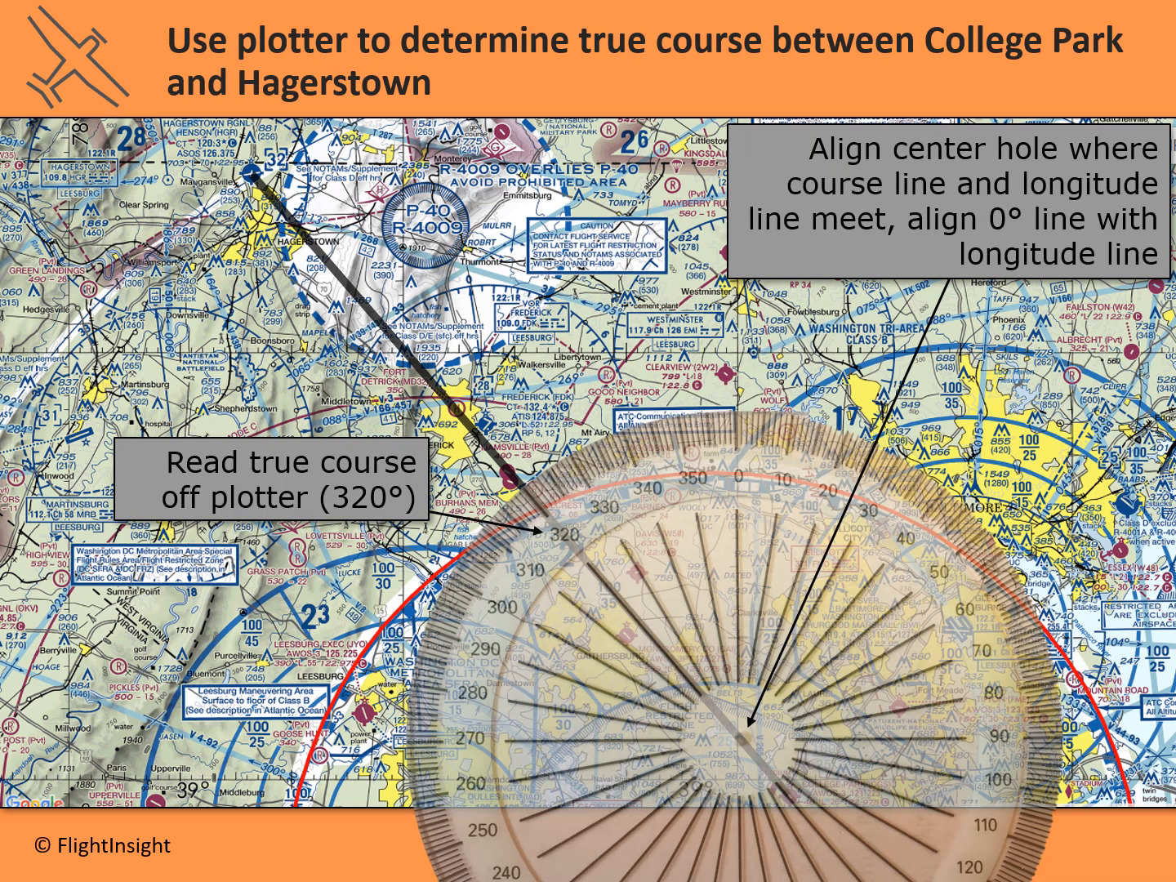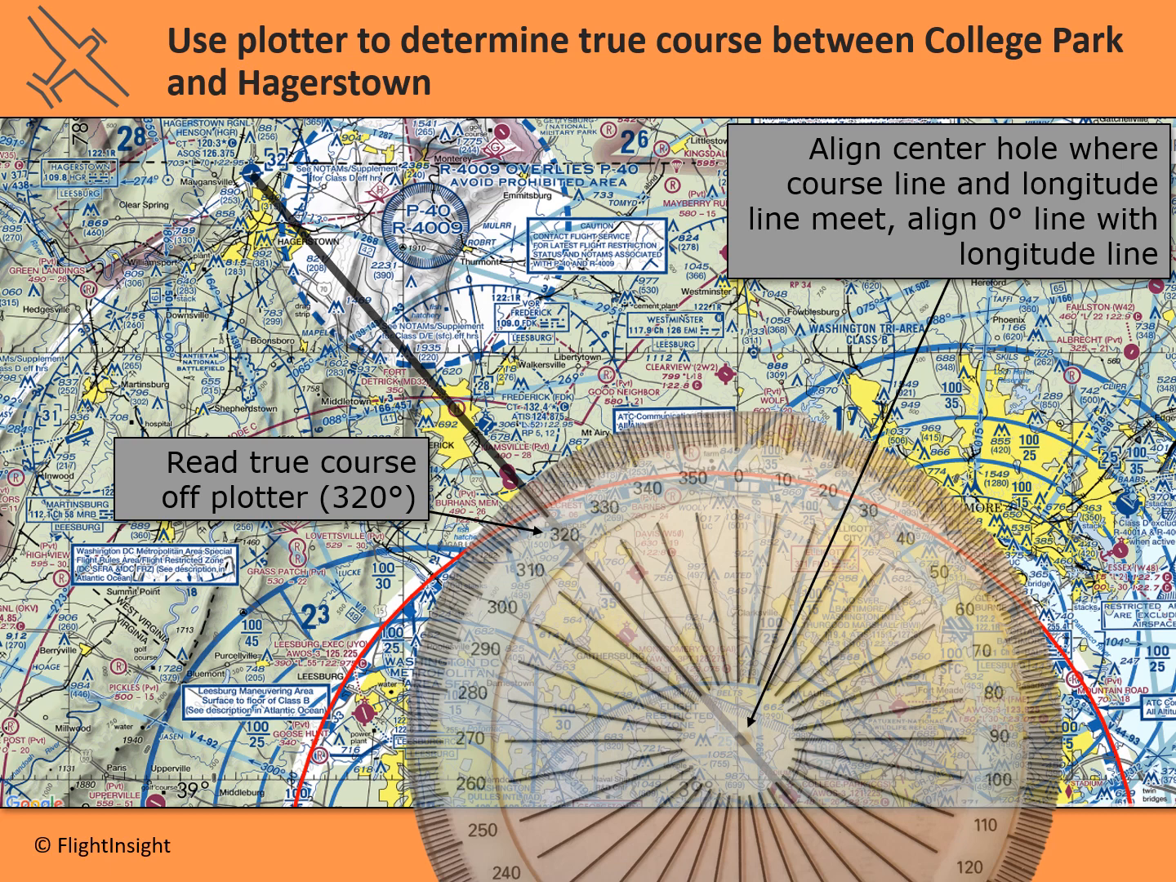And next we want to use the plotter to determine the true course. If your plotter is on the E6-B, great, use that like I've done here, or if you have an individual plotter, use that too. Now the way you use this plotter is you're going to line up that center hole over the course that you drew where it intersects a straight line, either a line of longitude or a line of latitude. So notice what I've done to the center of that plotter.